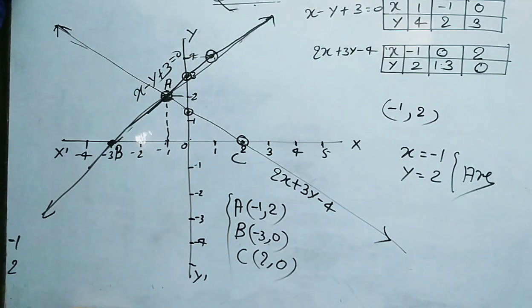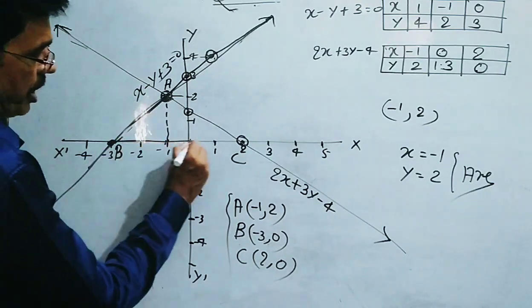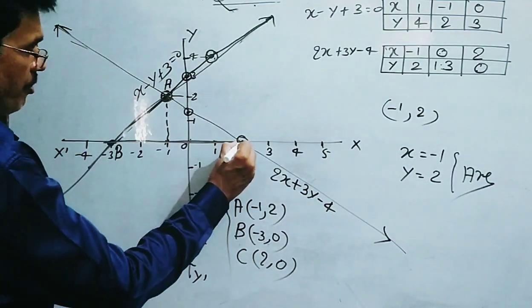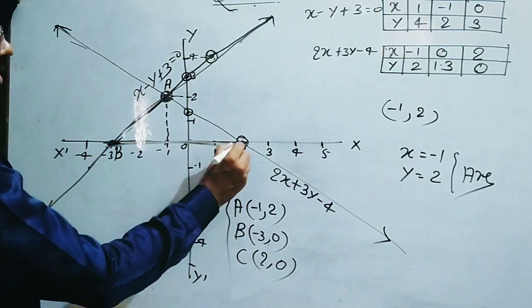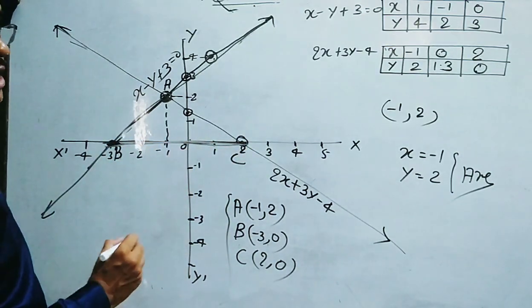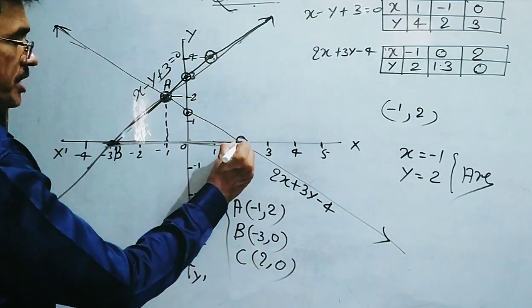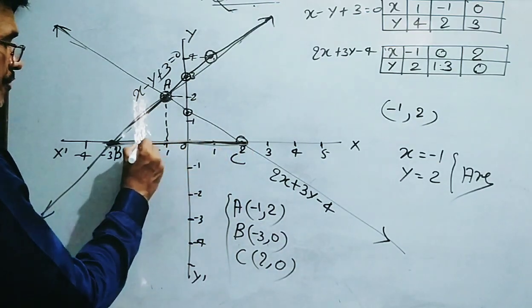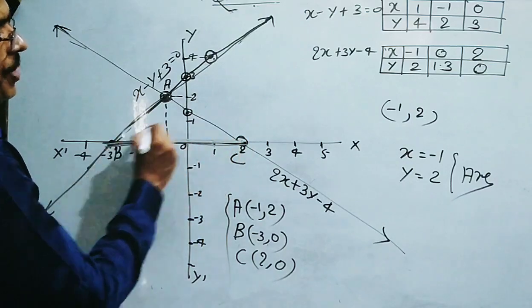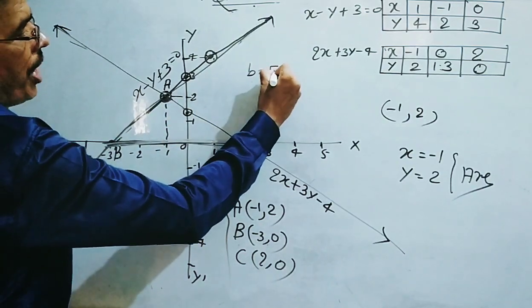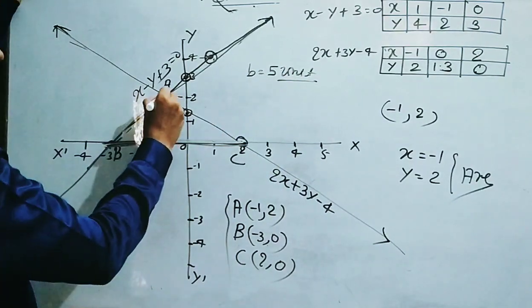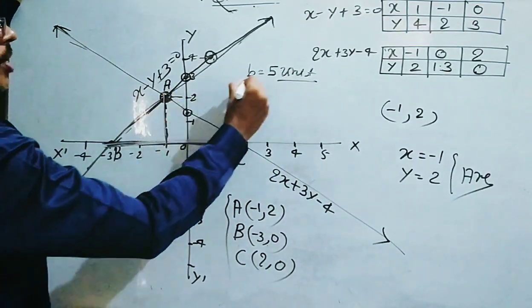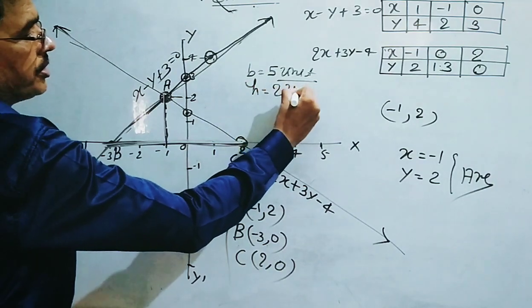Now your question is, what is the area of this triangle? So dear student, this is the base of the triangle, and the base starts from 2 and goes to -3. So the total is 5 steps. Never write -3 plus 2 is -1. It is wrong. So we count how many steps: 1, 2, 3, 4, 5. So 5 units is the base, not plus or minus, only the right unit. And height is there. So height is equal to 2 units.